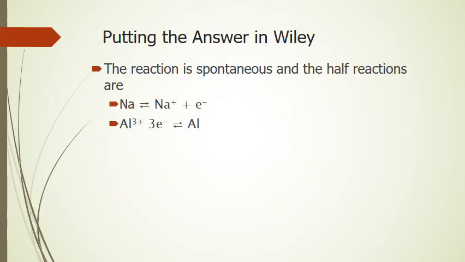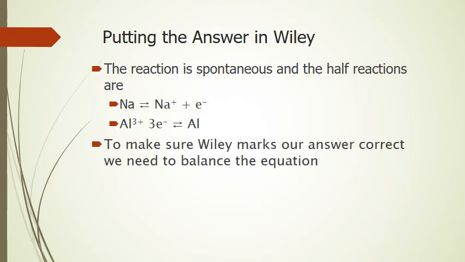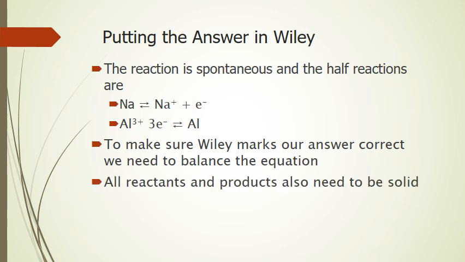Now to put it in Wiley. Here's our half reactions. The reaction is spontaneous. Now we have to balance the equation. Notice sodium loses 1, aluminum gains 3. And all reactants and products need to be solid.